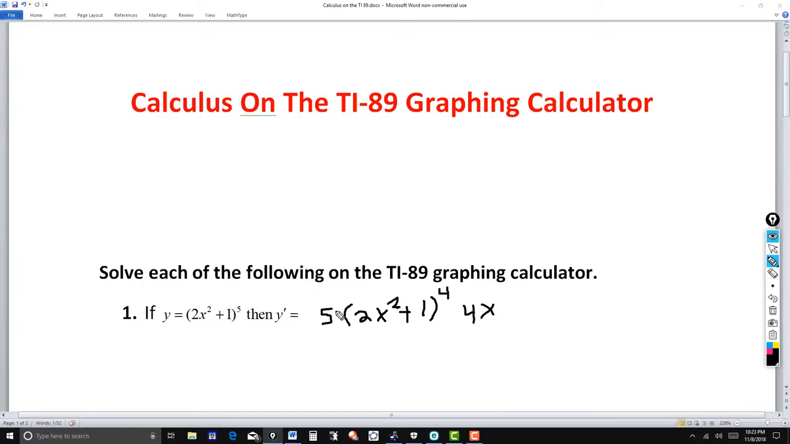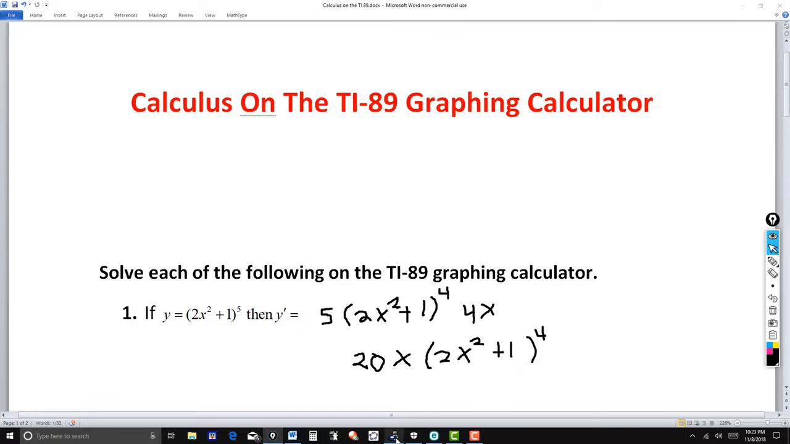Okay, so let's multiply the coefficients out here, and we'll leave it in that product form, so this will give me 20x times (2x squared plus 1) to the 4th. Okay, so that's the way I would do it without the calculator, just using the basic procedures.